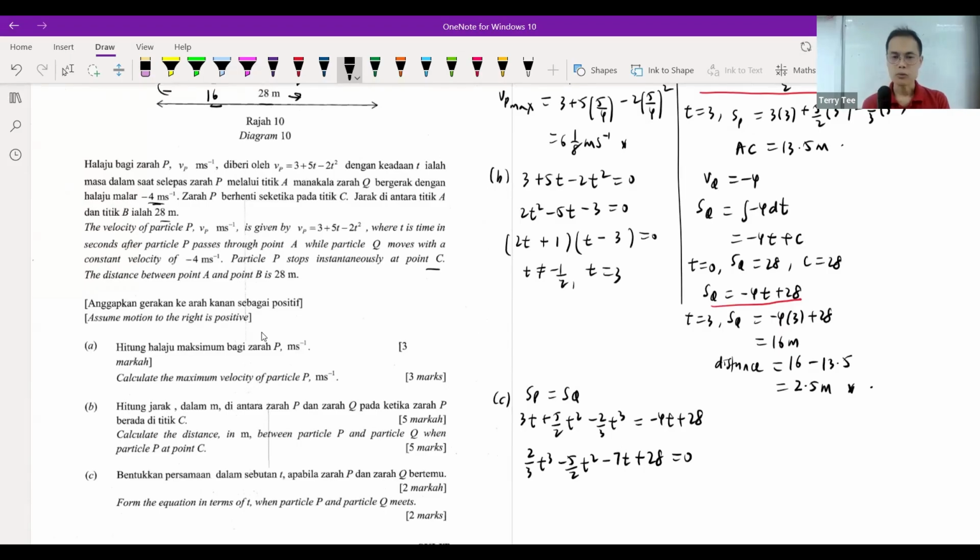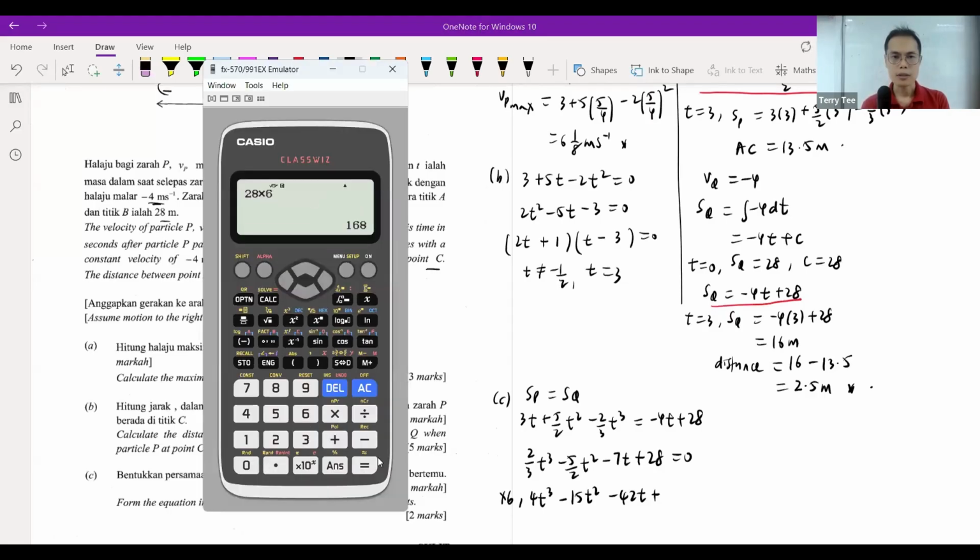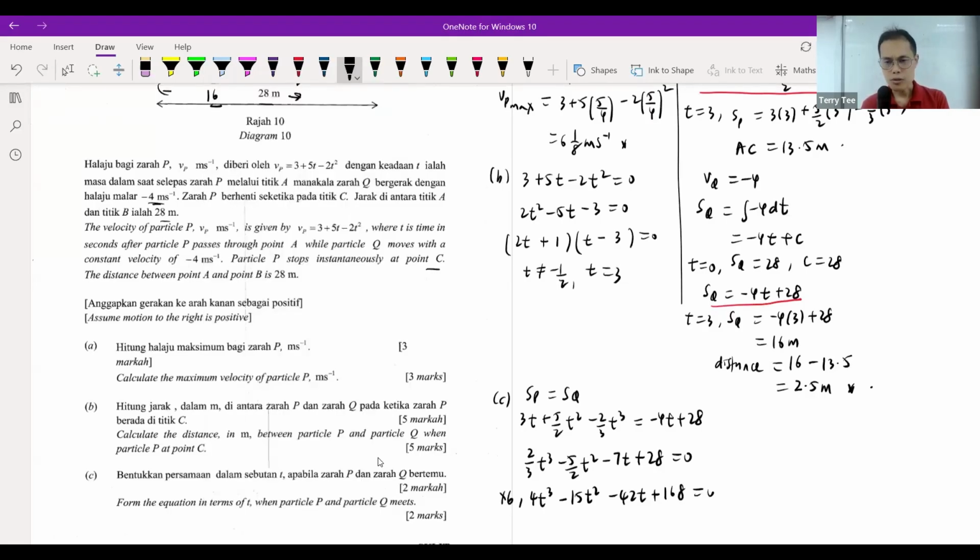Now, we notice that we can simplify further. I think I multiply by 6. 2 over 3 times 6 is 4. 5 over 2 times 6 is 15. 7 times 6 is 42. 28 times 6, 168. There you go. That's the equation. We cannot solve this equation. This is a cubic function. You cannot solve it at Form 5 level. But yeah, college math. In IGCSE, they learn how to solve cubic equations. Form 5, no. So we just leave it like this. There you go. That's your final answer.